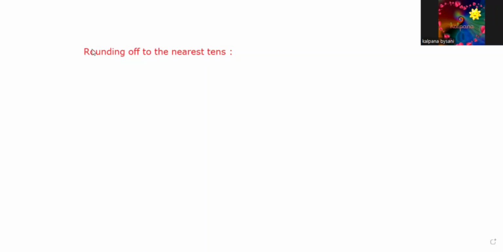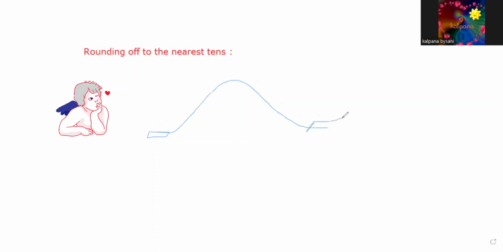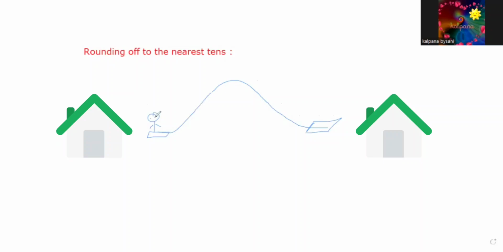Let's explain rounding off to the nearest tens. I would like to explain this with a simple example. See, look here. Imagine this is a hill, and it has two rest points. Here one rest point and here one rest point. And imagine you yourself climbing the hill. Okay, and this is a thick forest hill.